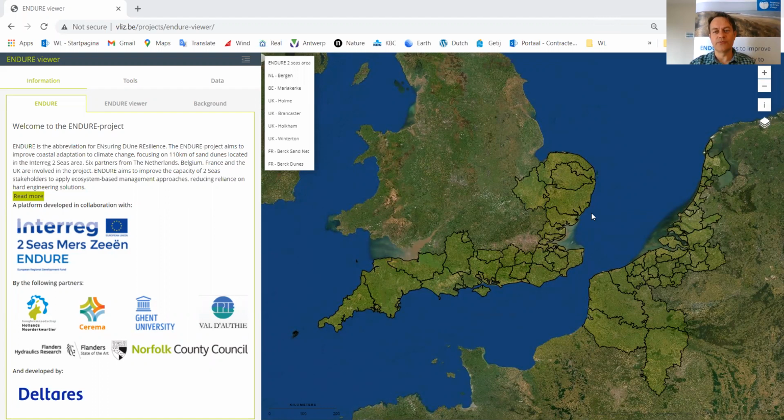And of course, my colleagues will present more about these tools, but I will focus on the Endure viewer. This viewer was built by Deltares at our request, using our data and our specification. Currently, the viewer is hosted by Vlis, which can also make changes to the viewer if needed.